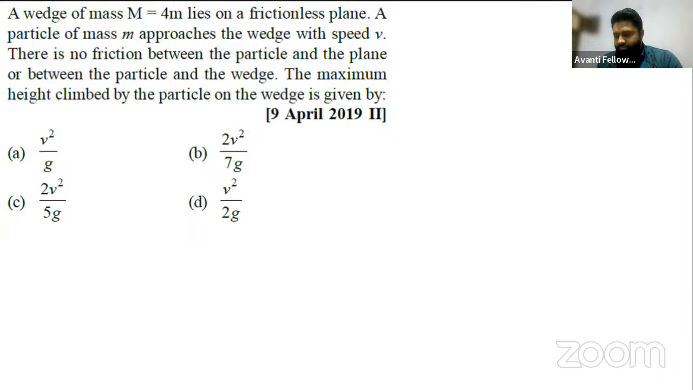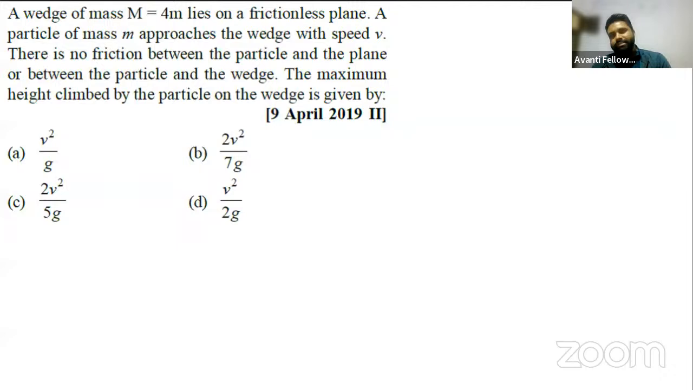Now, this question, you must try this question. A wedge of mass capital M is equal to 4m lies on a frictionless plane. A particle of mass m approaches the wedge with speed v. Now, there is no friction between the particle and the plane, or between the particle and the wedge. So, the maximum height climbed by the particle on the wedge is given by.